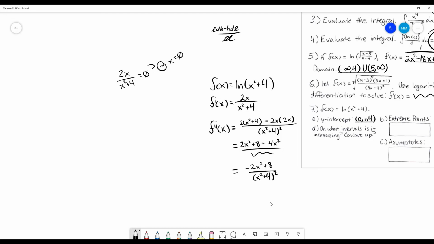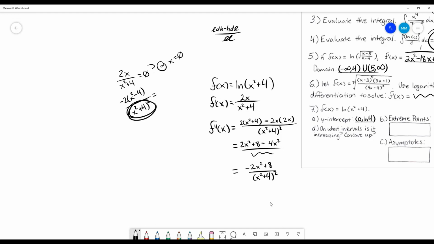So our only critical point is x equals 0. Now, just because we are going to want to know on what intervals it's concave up, I am also going to check for inflection points. So let's see. I am going to factor out that -2, and that's just factoring out the -2 right there, just to make it a little bit easier on myself to figure out when it might equal 0.